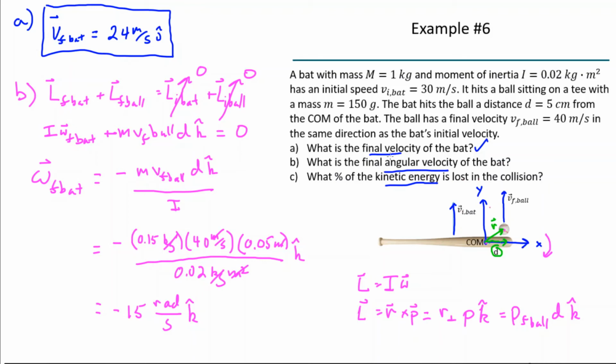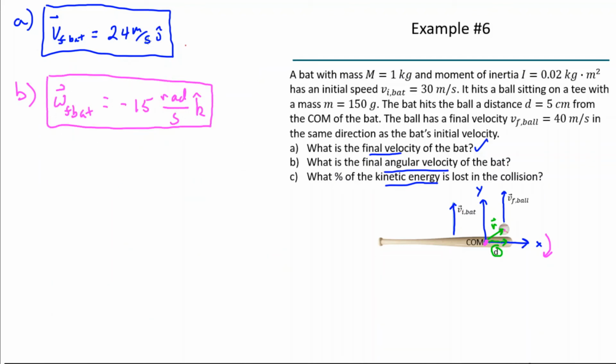So hitting the ball with the center of mass of the bat, that's often called the sweet spot on the bat. That's where you want to hit the ball. If you hit it there, the bat won't spin, you won't lose any energy to rotational kinetic energy of the bat. So this is our final answer. Omega final bat equals minus 15 radians per second k-hat.